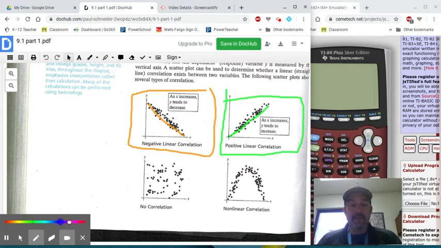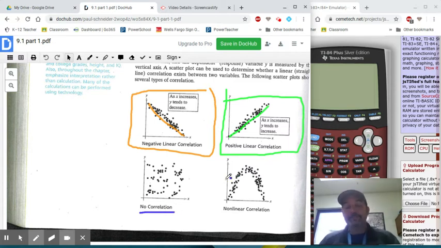Down here, we have some other options that it could be. You're putting in data, and we don't know until we look at that data, but something like this would have no correlation. There's no trend that's happening here that we can look at. It looks like everything is all over the place, so we would consider this to be no correlation.